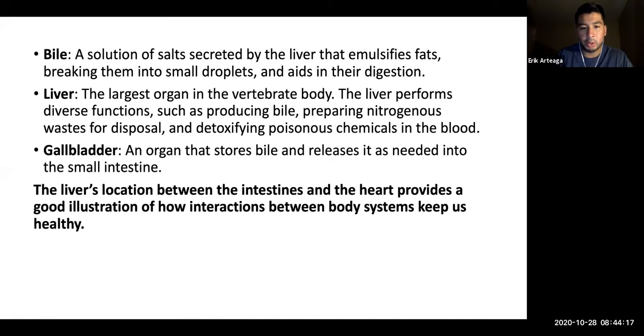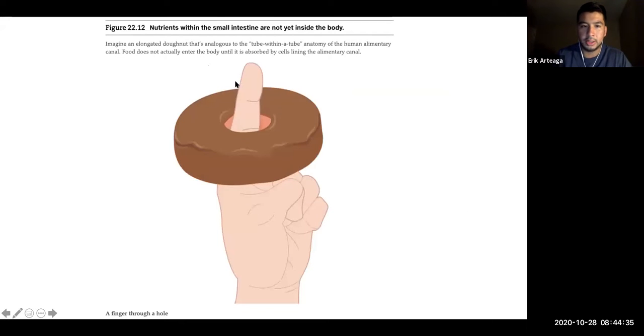A gallbladder is an organ that stores bile and releases it as needed into the small intestine. The liver's location between the intestine and the heart provides a good illustration of how interactions between body systems keep us healthy, right? The liver interacts with both the circulatory system as well as the GI system.